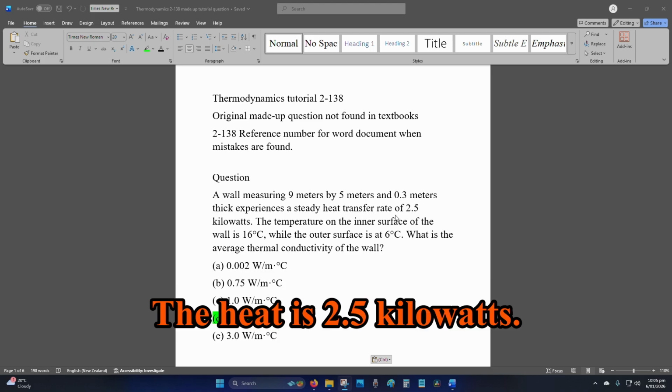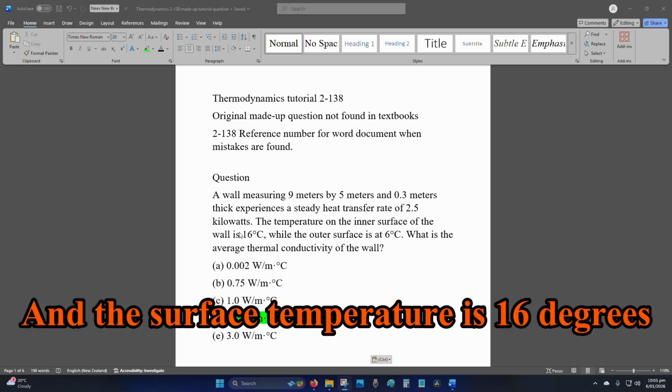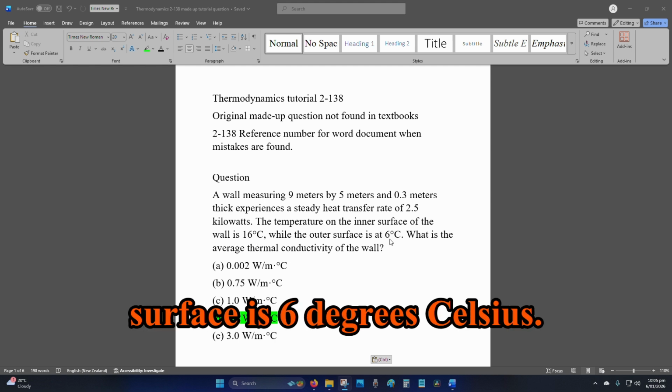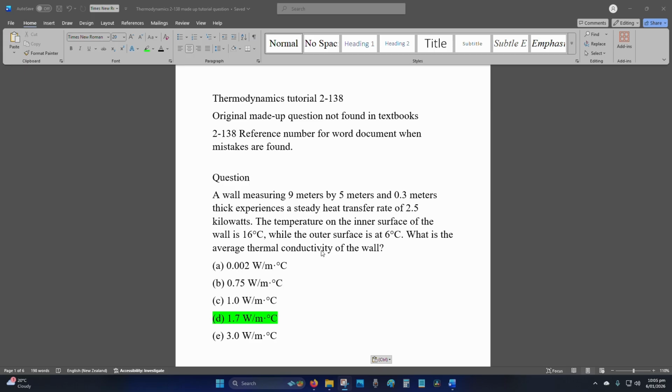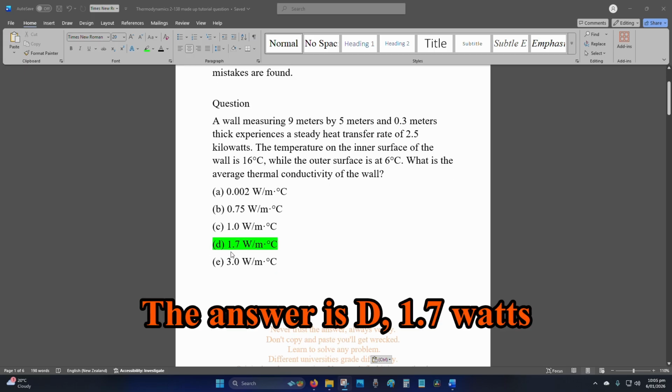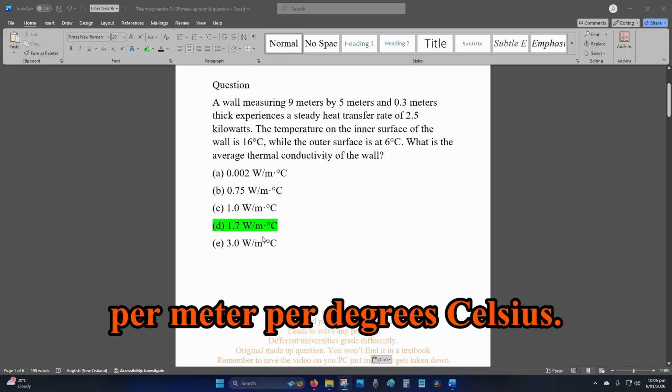The heat is 2.5 kilowatts. And the inner surface temperature is 16 degrees Celsius, and the outer surface is 6 degrees Celsius. The answer is D, 1.7 watts per meter per degrees Celsius.